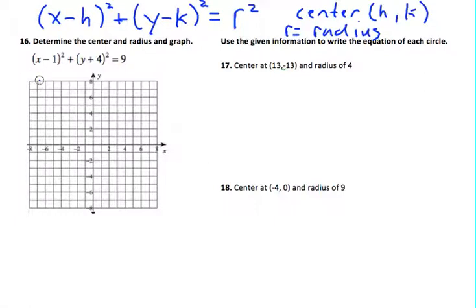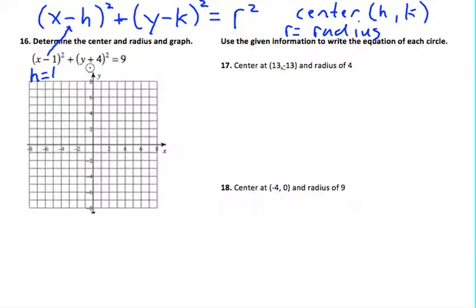So first of all, if we look at this expression, our minus h is minus 1. So that means our h value is 1. It's important to recognize that there's already one subtraction symbol built into the formula. And then this number is your h number. So the center doesn't have negative 1 as an x. It just has positive 1. That subtraction is part of the formula.